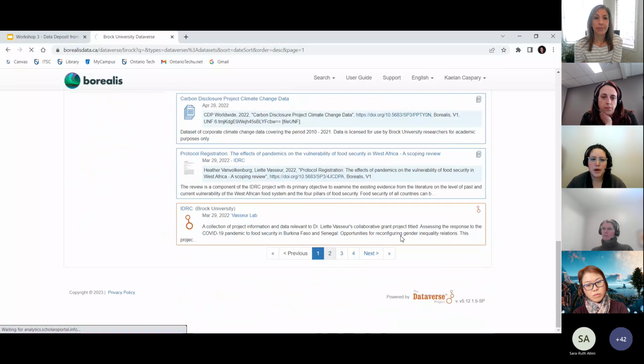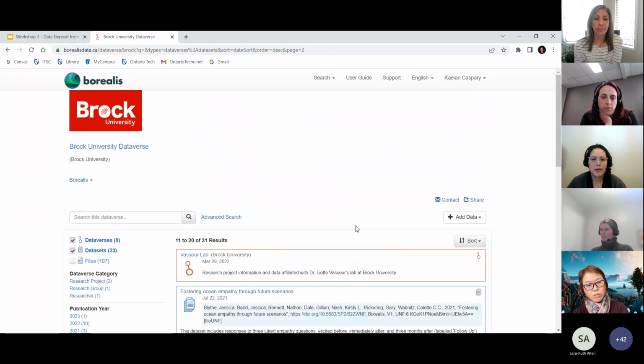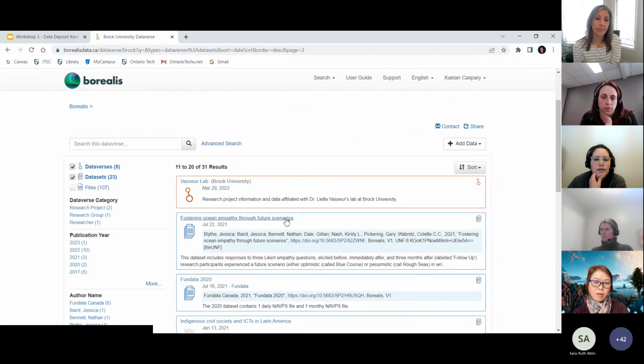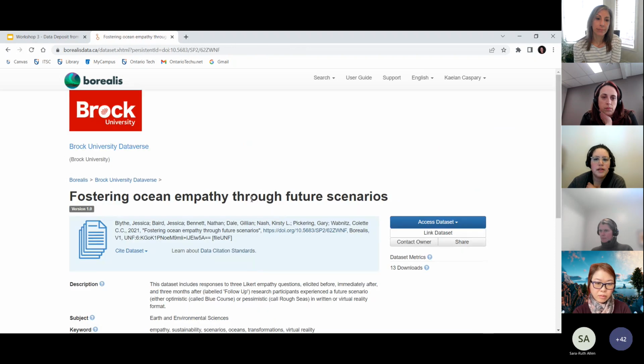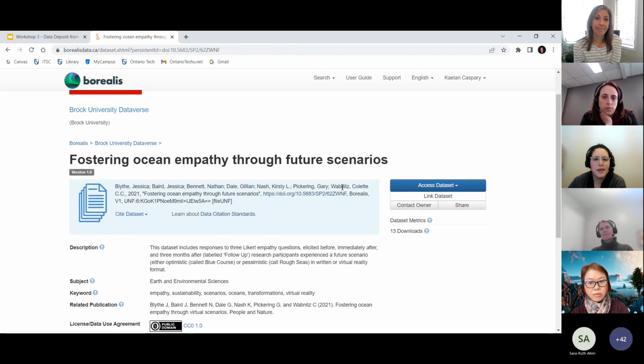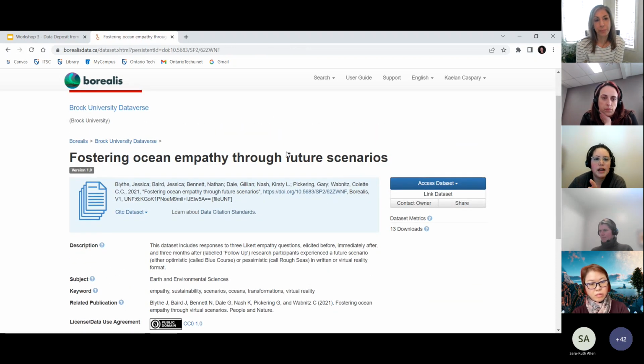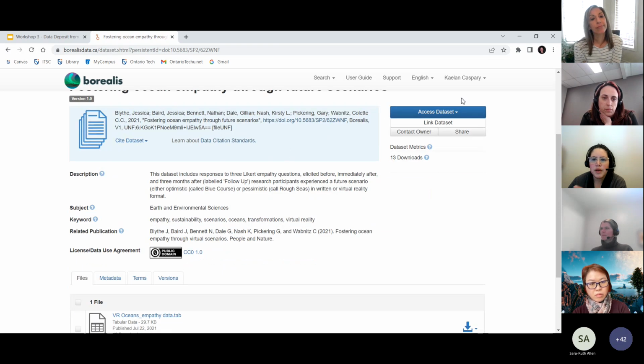And so I'm going to pick one as an example, Fostering Ocean Empathy Through Future Scenarios. So this is what it looks like at a particular dataset record. You can access the dataset over here. There are different download options. You can see some metrics. You can see a bit more if you were the owner of the dataset, but you can also see some metrics like here. So how many times has this dataset been downloaded?